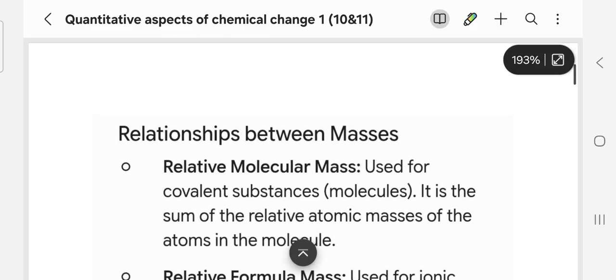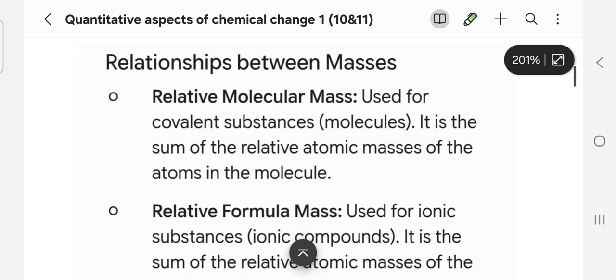Now we are moving on to the next section, which is to look at the relationships between our masses. Firstly, we have the relative molecular mass. This one is used for covalent substances, or you can say molecules. And if you remember, if we talk of covalent substances, we're talking of bonds which are formed between non-metals.